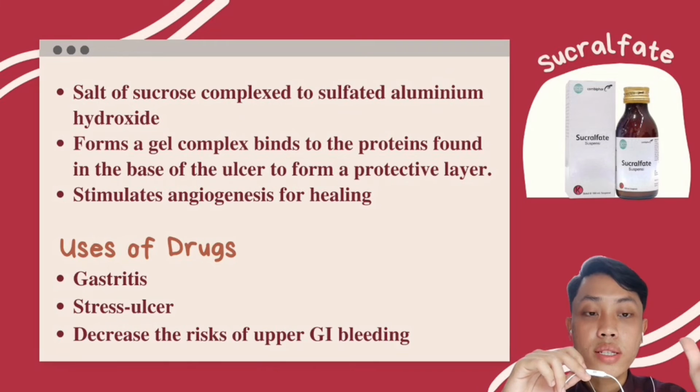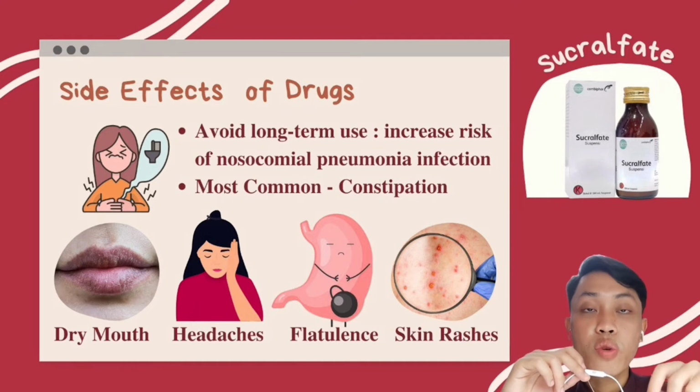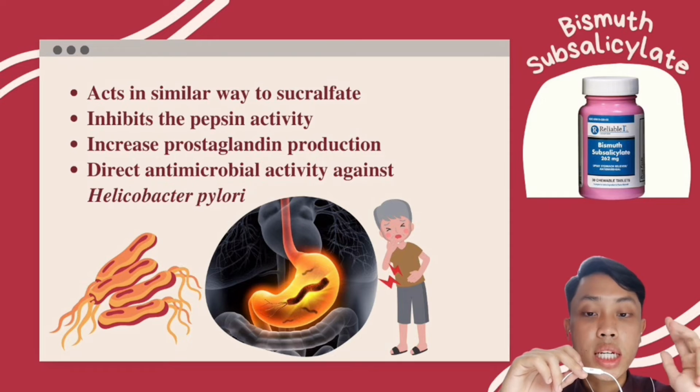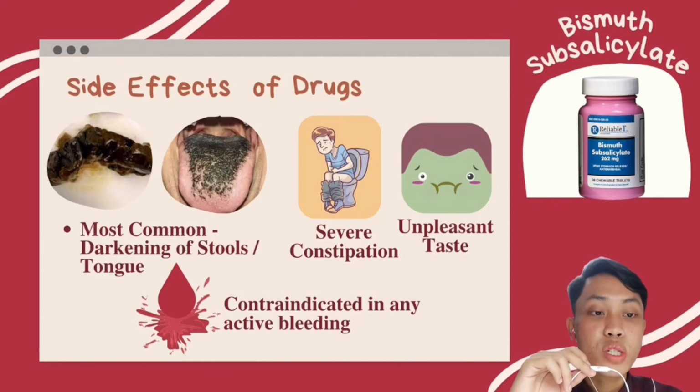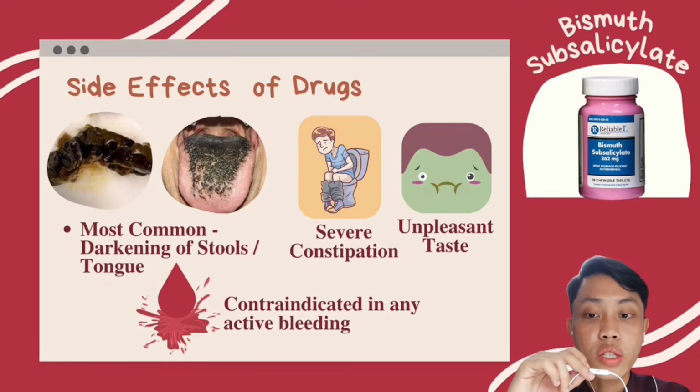Gastroenteritis and stress ulcer are examples of diseases which need sucralfate as their treatment. The most common side effect of sucralfate is constipation. Avoid long-term use as it will increase risk of nosocomial pneumonia infection. The second one, we have bismuth subsalicylate. It's able to inhibit the pepsin activity, increase prostaglandin production, and direct antimicrobial activity against Helicobacter pylori. Bismuth subsalicylate most common side effects are darkening of stool or tongue and severe constipation.